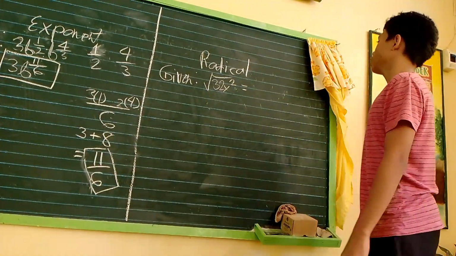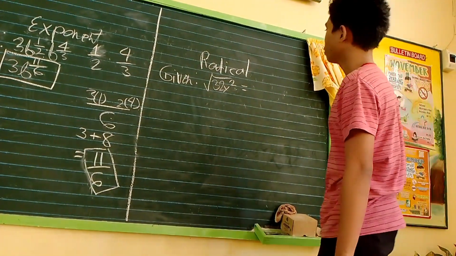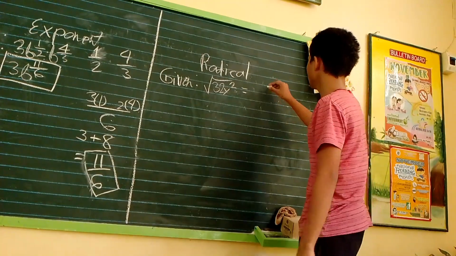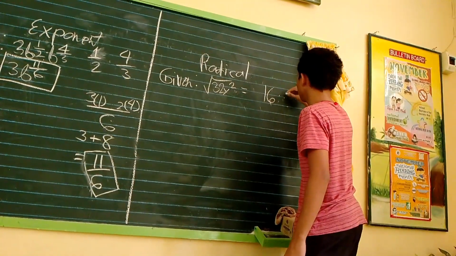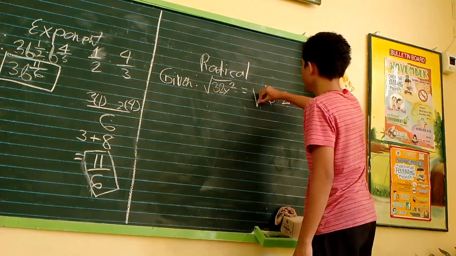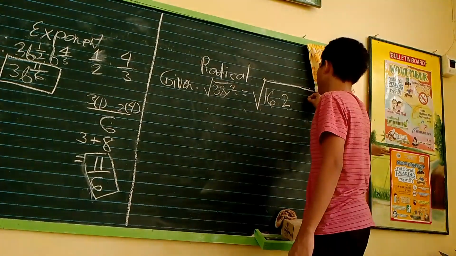Let's move now to radical expression. To solve this, we need to factor the 32, and factor of 32 is 16 times 2. And we need to copy the square root and x squared.